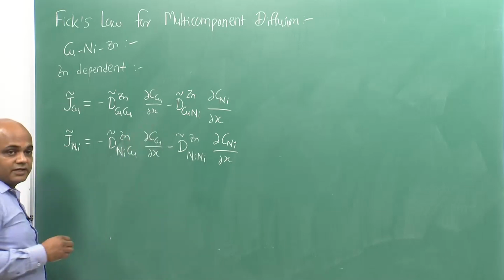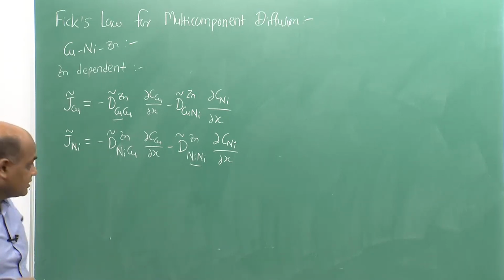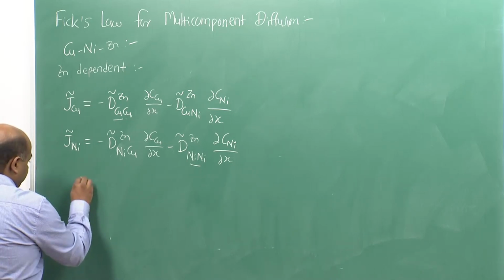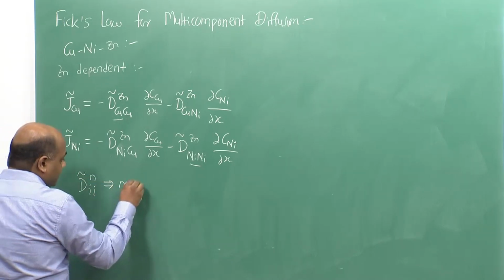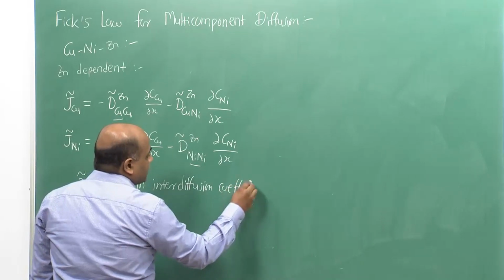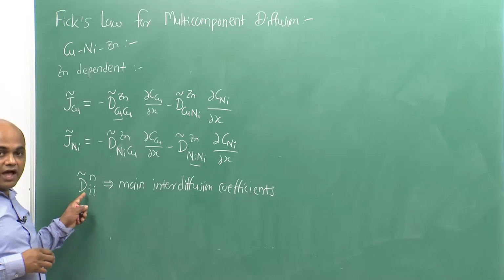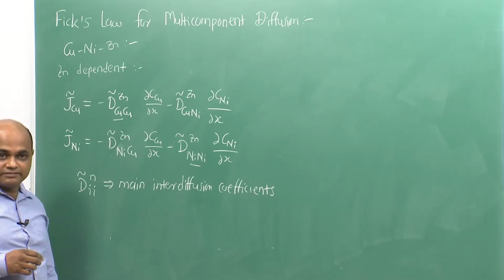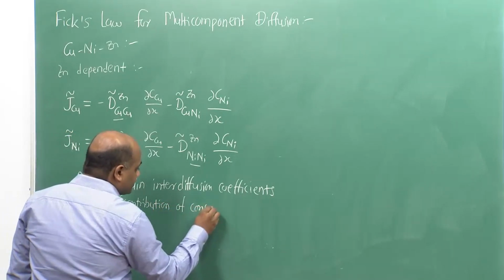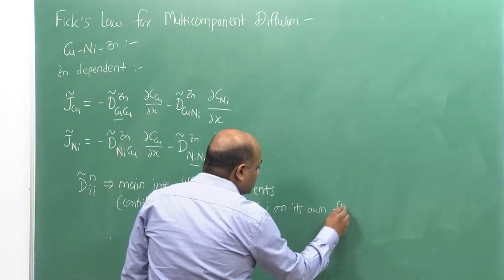So, in this case D copper copper, D nickel nickel, or D_ij tilde n, where i equal to j, in this case they are D copper copper zinc and D nickel nickel zinc. These are called main interdiffusion coefficients, right. So, D_ii tilde n's are called main interdiffusion coefficients, and they quantify the effect of concentration gradient of i on its own interdiffusion flux, right. So, it is basically the contribution of concentration gradient of i on its own interdiffusion flux.